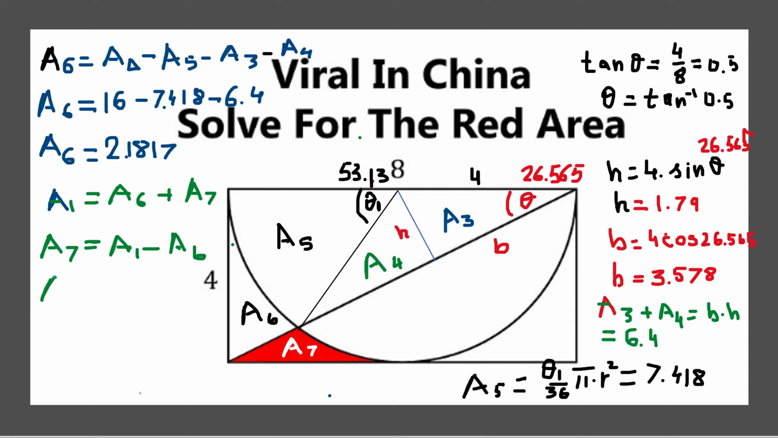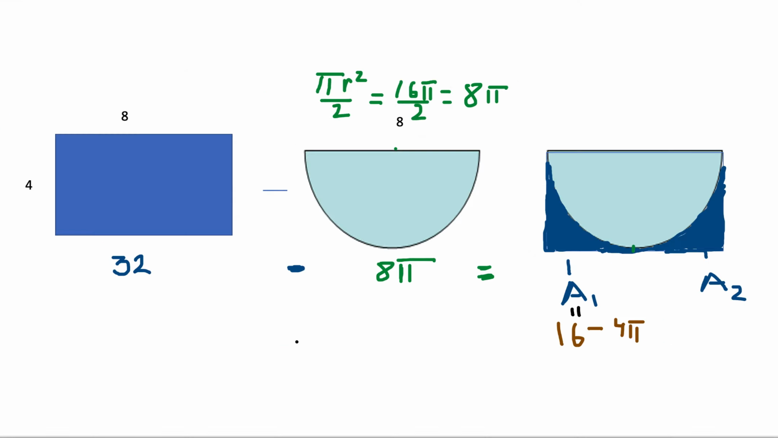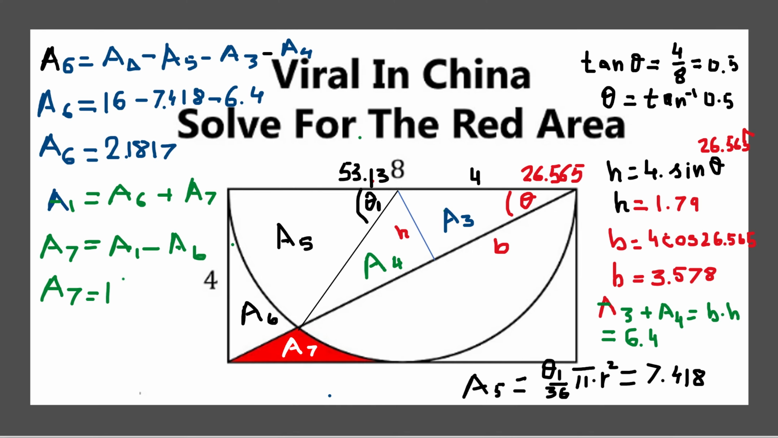And if we look at A1, we already see here that A1 was 16 minus 4 pi. And A6 is 2.1817.